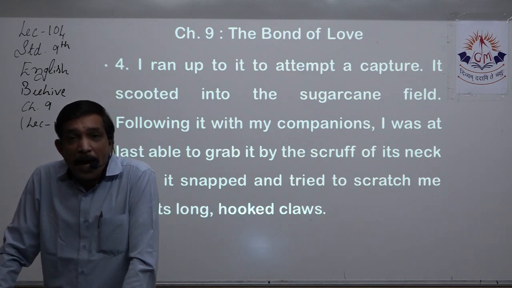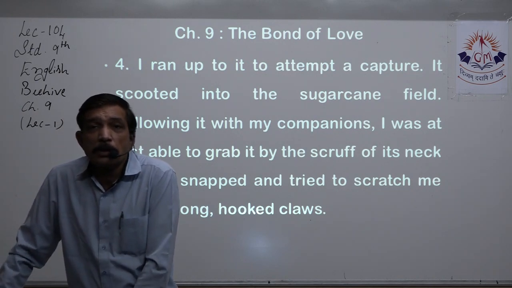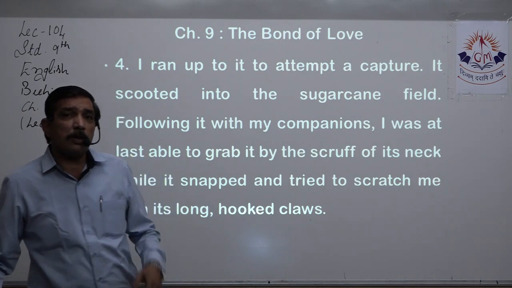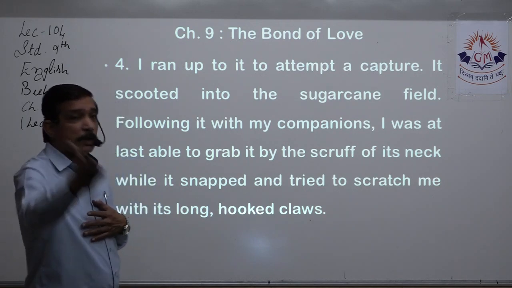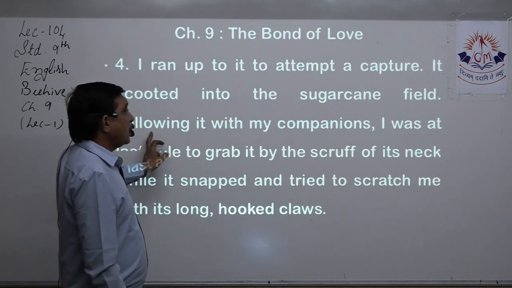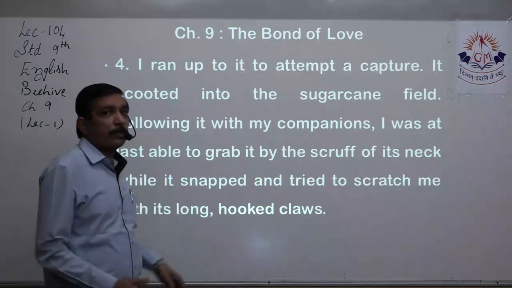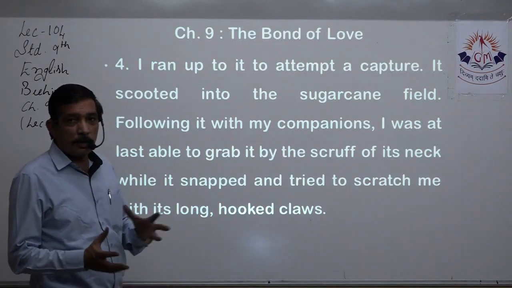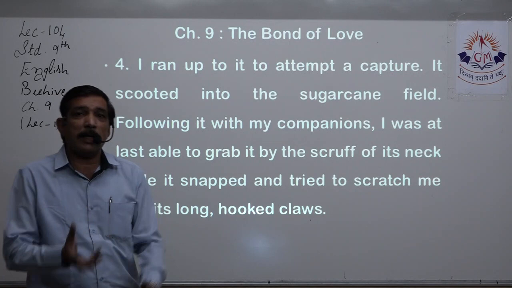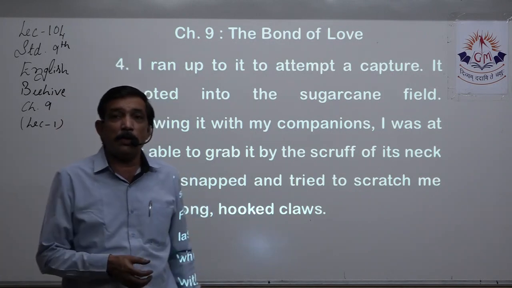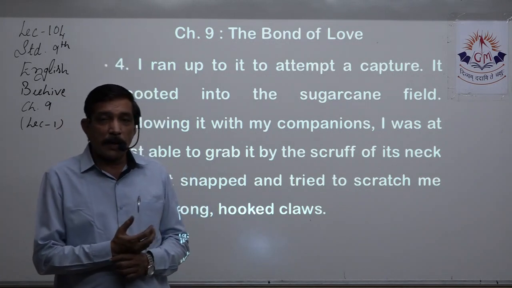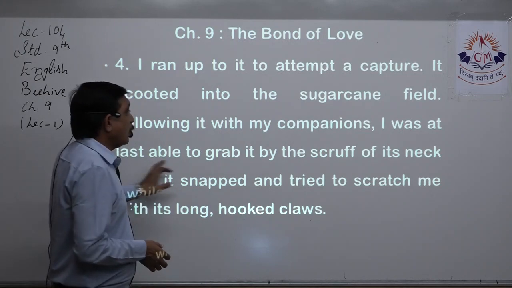So we ran behind it, and I was successful after a small chase, because the baby wasn't able to go too far inside the sugarcane field. Following it with my companions, I was at last, with quite a lot of difficulty, able to grab it, because you can't just catch it like that. It's not just standing and allowing you to catch it. Wild animals don't do it like that, right?